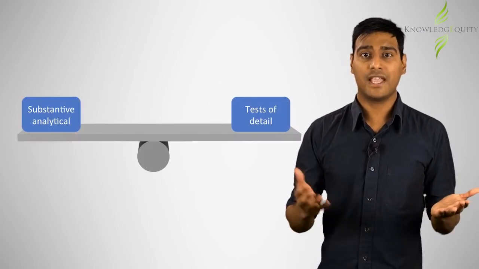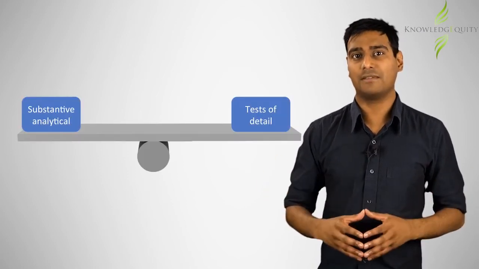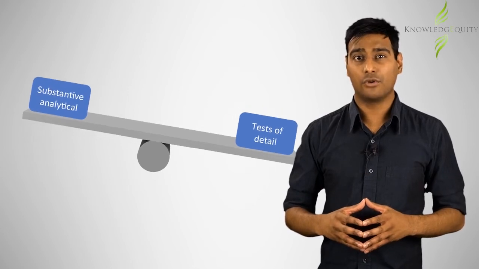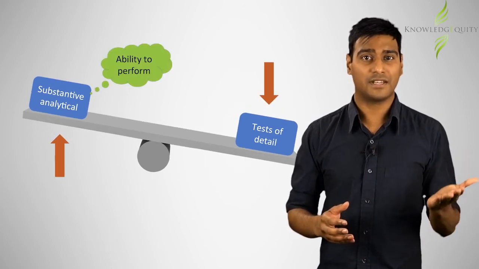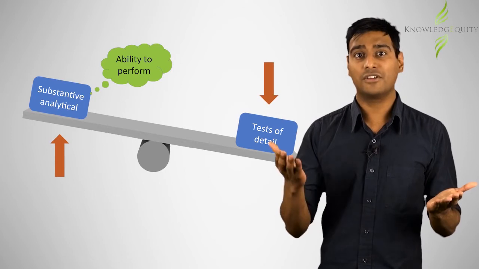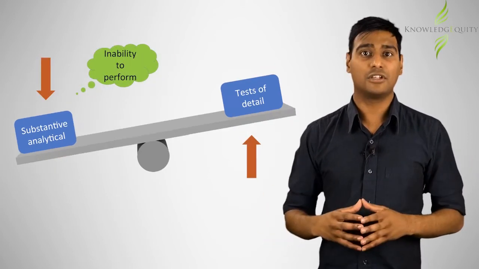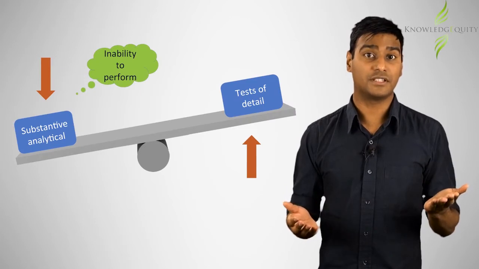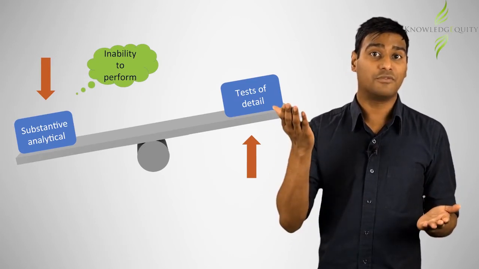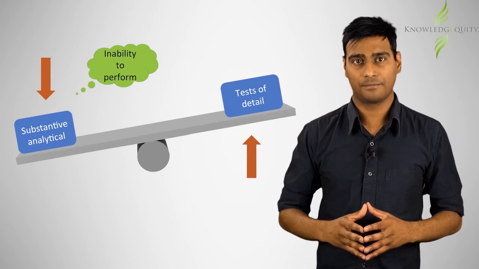The relationship between substantive analytical procedures and tests of detail are based on the same premise. That is, if the auditor is able to perform substantive analytical procedures, the amount of tests of detail can be reduced. The inability to apply substantive analytical procedures would require the auditor to perform greater tests of detail.